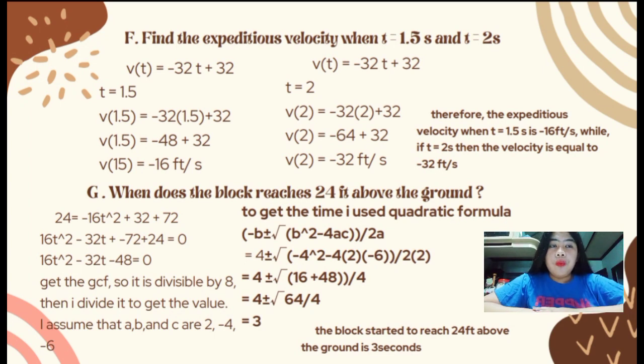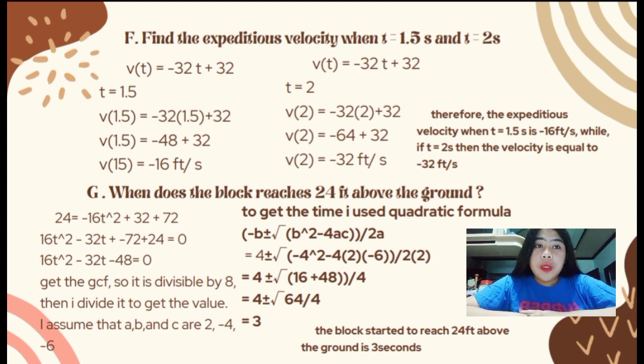So, we need to use the quadratic formula to get the value. So, first, we need to get the GCF. So, in this given, it is divisible also by 8. Then, I divide it to get the value. So, the value is equal to 2t squared minus 4t minus 6 is equal to 0. I assume that a, b, and c are 2, negative 4, and negative 6.